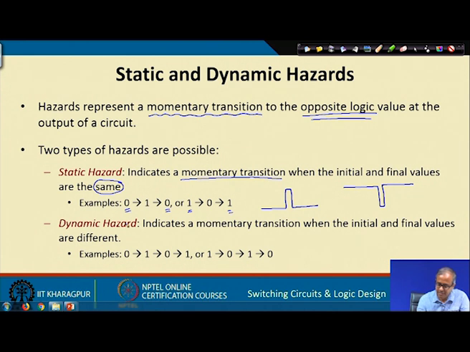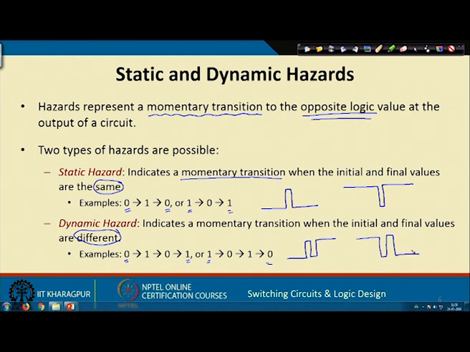A dynamic hazard is similar, but here the initial and final values are different. Let us say the initial value is 0 and the final value is 1. It may so happen that instead of a clean transition, it makes transitions like this and then settles down. That means 0 to 1, back to 0, again 1, or the reverse: 1 to 0, back to 1, then 1 to 0.